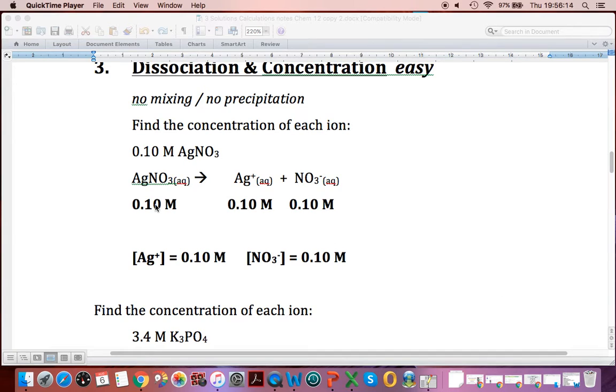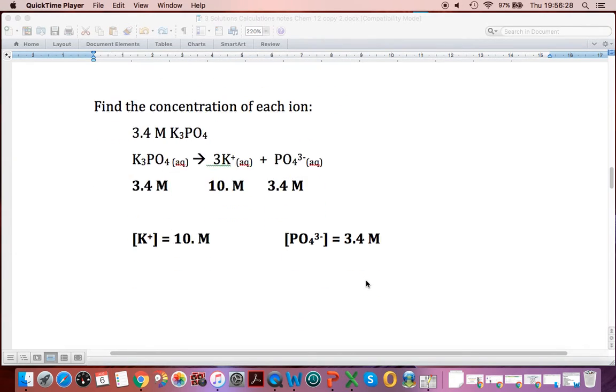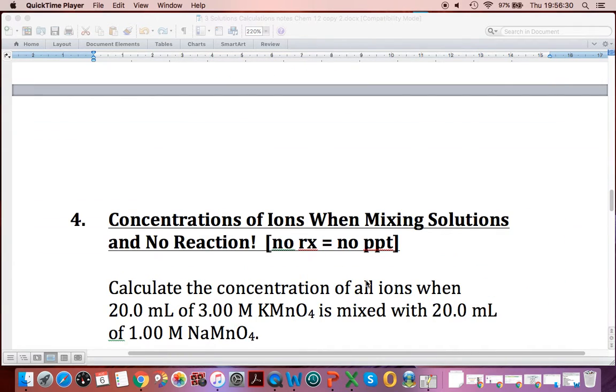Dissociation, you should remember that's really easy. Boom, boom, boom, a little stoich. 1 to 1, so they're all the same. In this case, it is 3 to 1, so we triple this, and this stays the same. Boom times 3, boom times 1. So that should be no sweat.